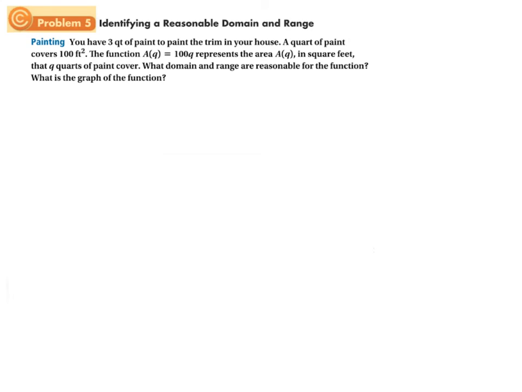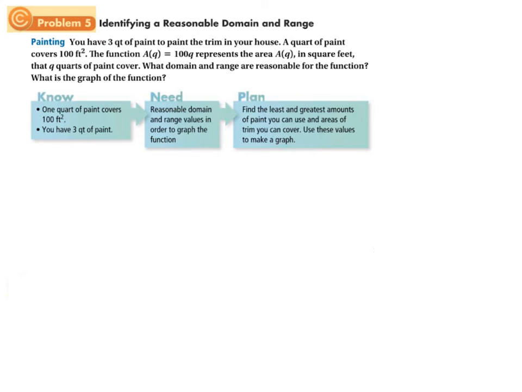So the first thing you've got to think of for the domain is, because this is a whole range of numbers, not individual points, it's written as an inequality. It's got to be greater than this, less than this. And so you have to think logically about what's the least amount that you could paint and what's the greatest amount. So if 1 quart of paint covers 100 square feet, you have 3 quarts of paint.